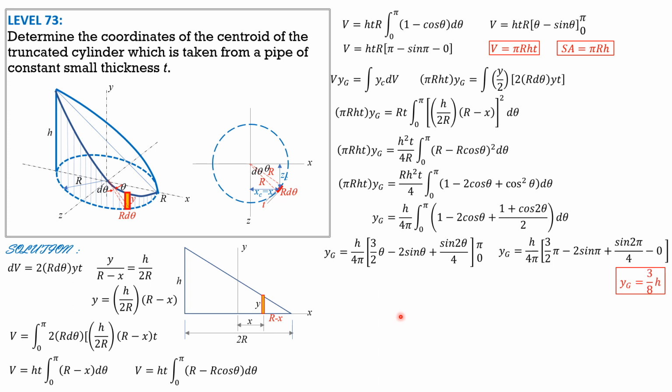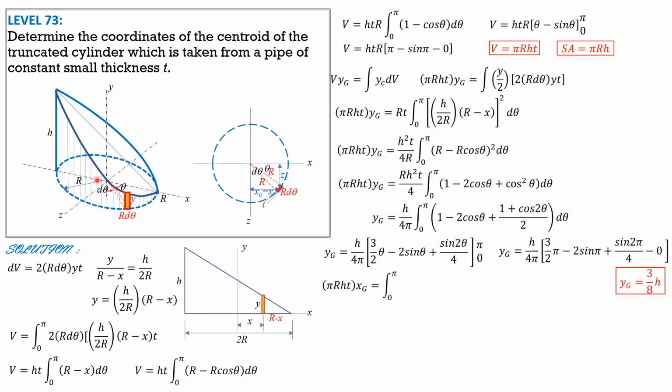So y_G is 3/8 of h. We have to be familiar with that, because for composite sections of this truncated cylinder, we can use this formula for the location of the centroid. That would be the distance along h from the circular base. Then by symmetry, G_z is 0, so we only need x_G this time.